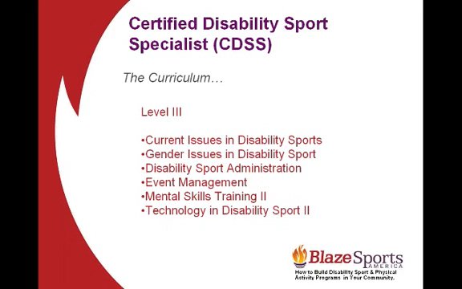At Level 3, the certification is designed to help hone the skills of those who are looking to become leaders in disability sport on a regional and national level. The Level 3 curriculum will further educate candidates on current issues in disability sports, event management, sports administration, gender issues, and advanced topics in mental skills training and disability sport technology. After attaining Level 3, professionals will have a set of tools that will empower them to effect change not only in their local program, but also on a national scale as leaders in the disability sport movement.